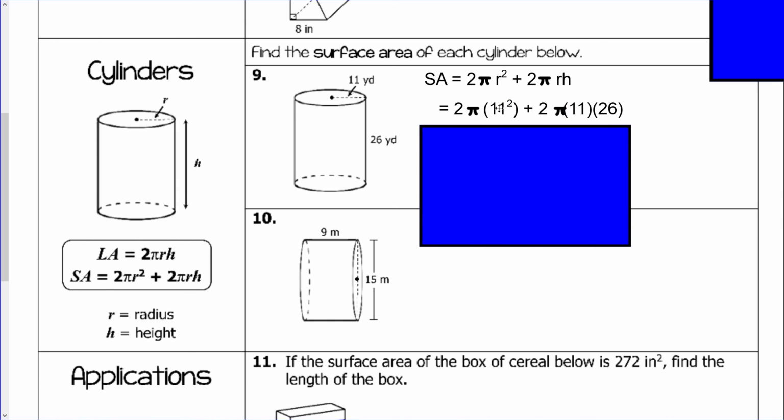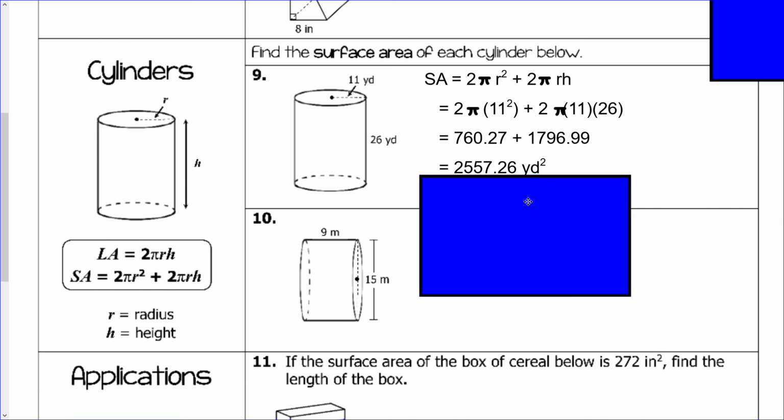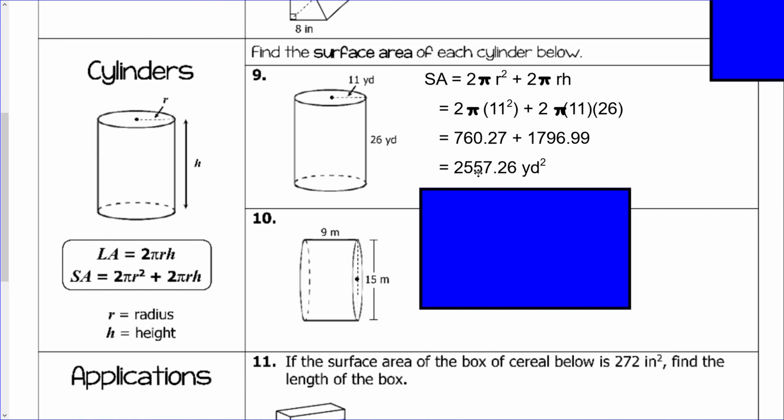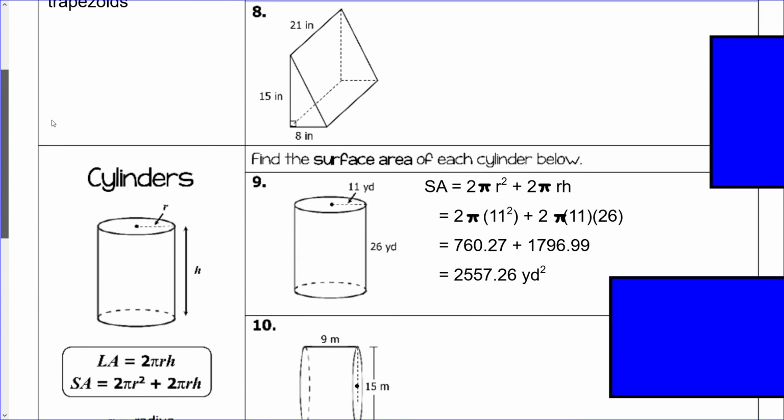So 2 times pi times 11 squared, and then 2 times pi times 11, remember it's not squared here, it's important, times 26. Okay, so you end up with 760.27. Yes, I'm rounding it because if there's a pi involved, you're going to have to round it or you will be writing decimals for the rest of your life. So round it, please. And then add those together, and 2,557.26 yards squared. I think that's where I stop.